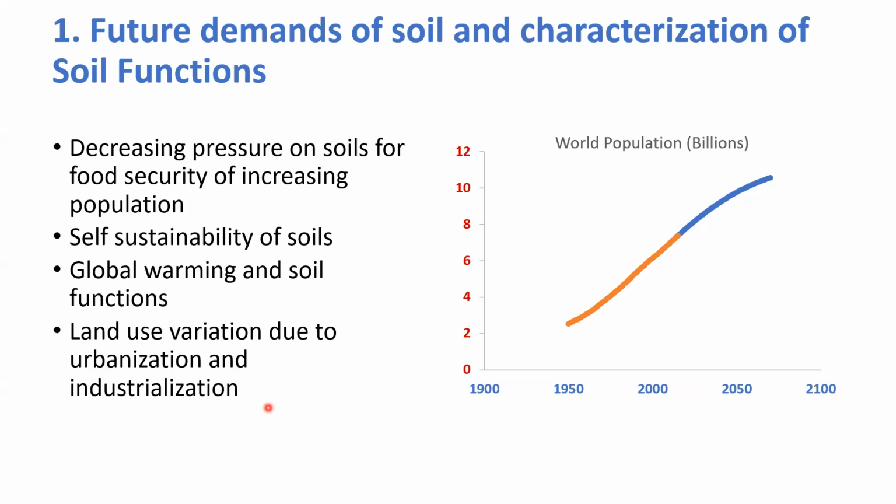So this is maybe not directly relevant to the soil researchers, but there is a need to decrease the pressure on the soil by reducing the expansion onto fertile lands. Because if you occupy fertile lands with urbanization and industrialization, of course there will be more pressure on the soils for food security. This is also strategically relevant to soil research.